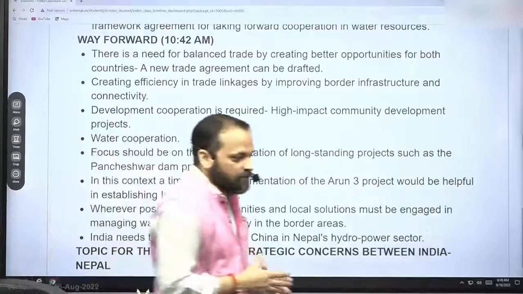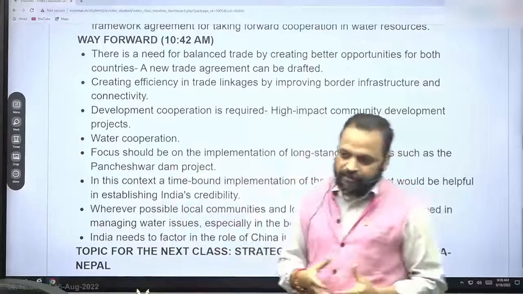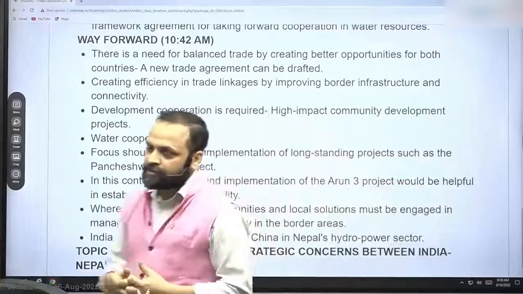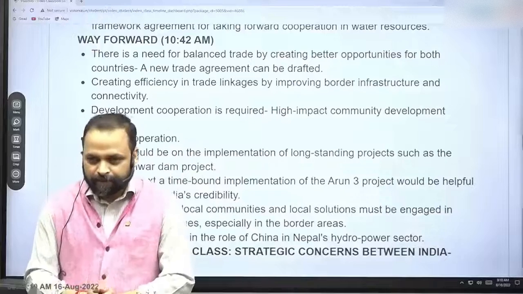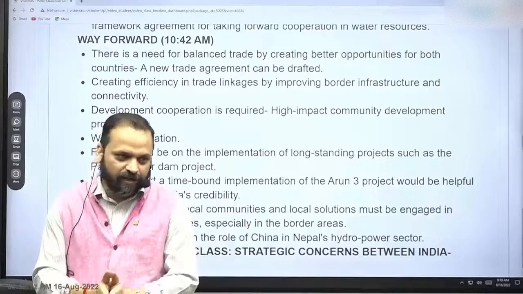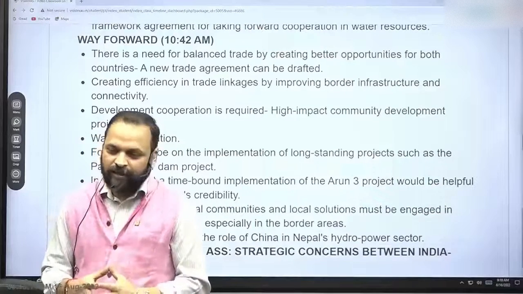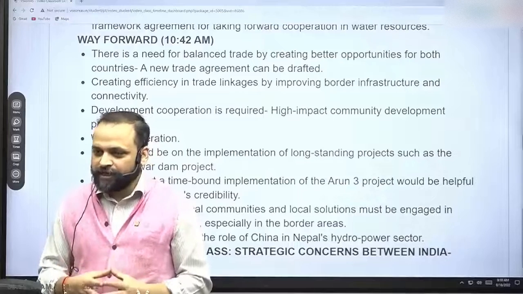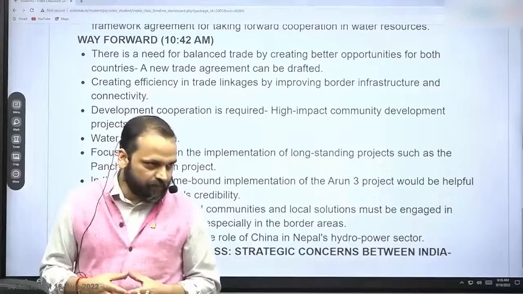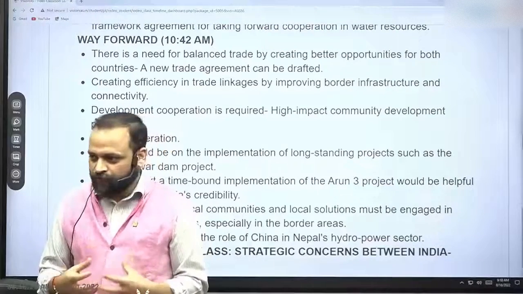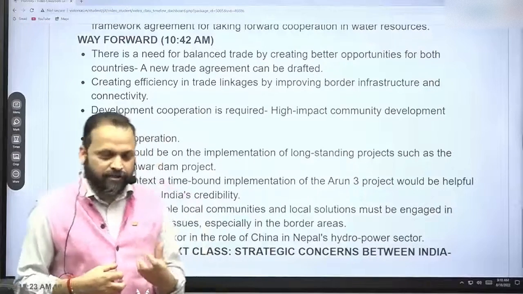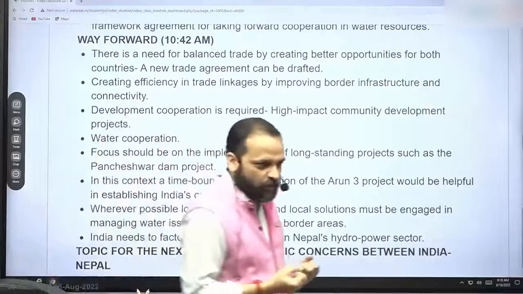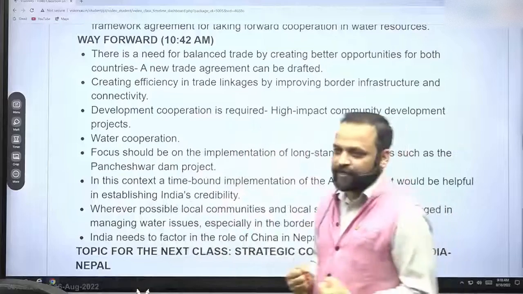Alright, so look at the question and just imagine what the question is demanding. This question is simply demanding that you showcase your knowledge of important provisions of the Treaty of Friendship, and then you also showcase your knowledge of what India thinks and what are the contentions in Nepal. This is what you have to do in this question. So this is the requirement of the question.